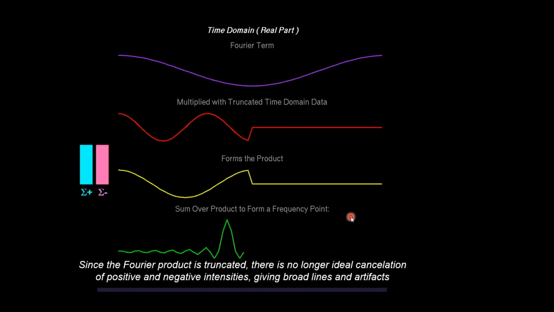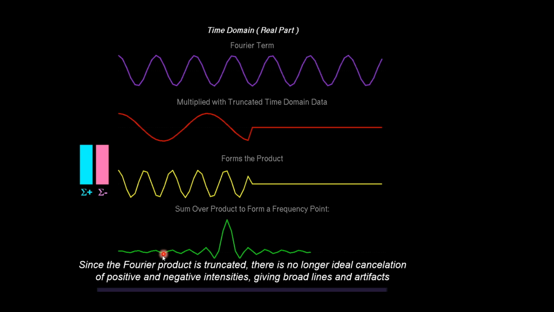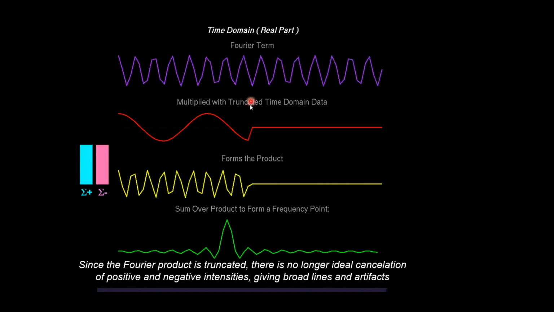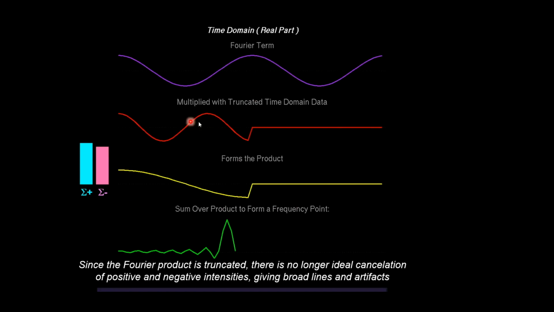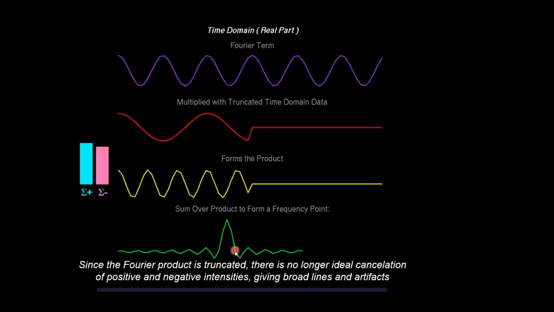One is that you see these truncation artifacts that we call sinc wiggles in the corresponding spectrum. That's a result of the abrupt difference between the time domain data and the truncated part. And the other thing that you'll see is that even though in this case, this is a non-decaying signal that should be perfectly sharp, nevertheless, we get a spectrum that has a very broad line.